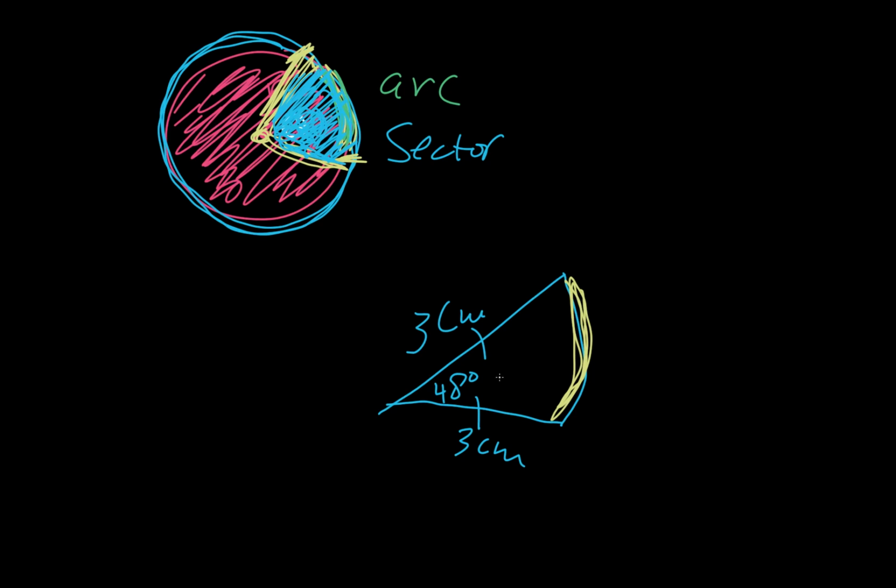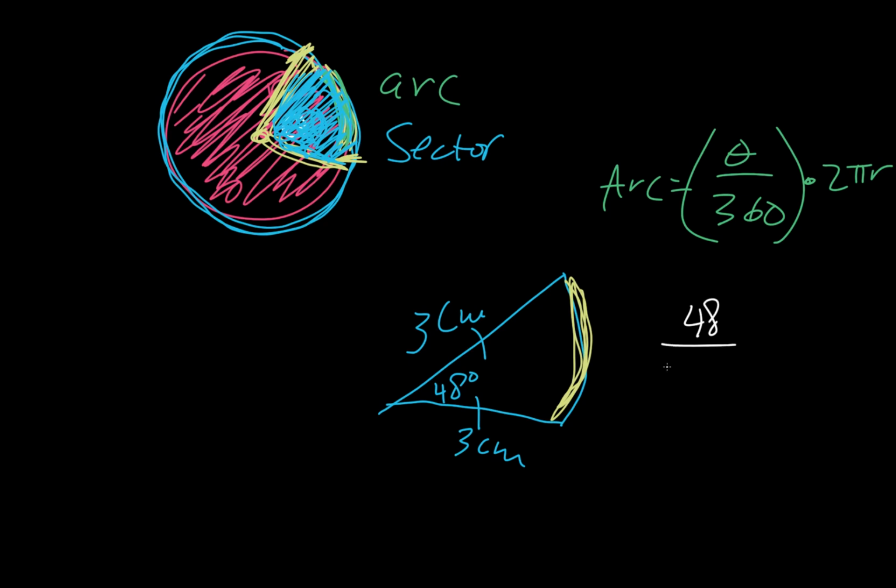Since it's given in degrees, we're going to use the arc length formula that they give us on the previous page to this. And it's theta over 360 times 2 pi r. Okay, so our theta is 48. It's over 360. 2 times pi times r, which is 3. So I would just jump to a calculator at this point.